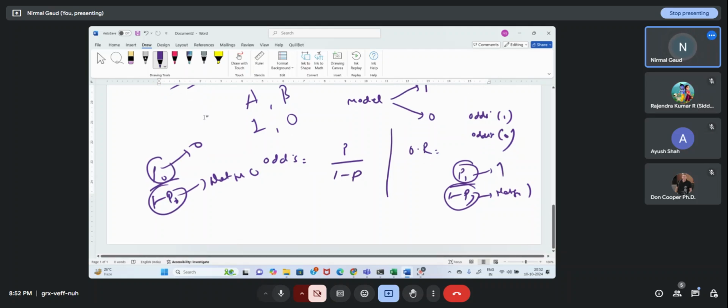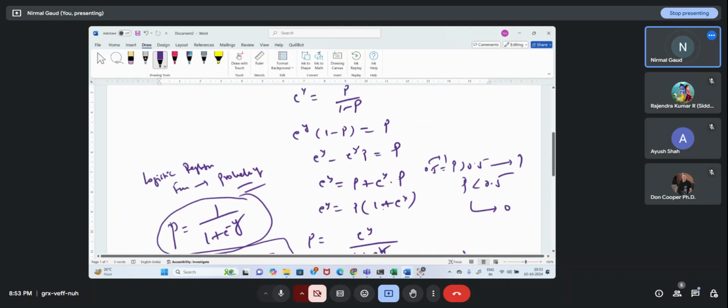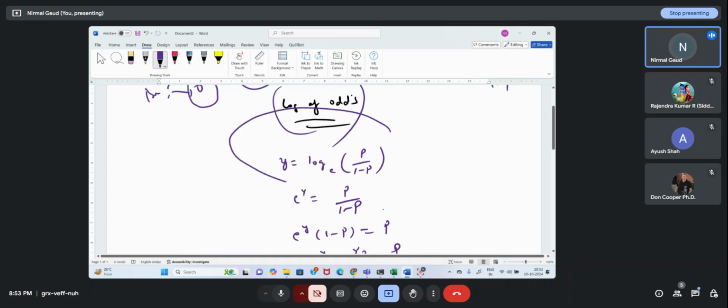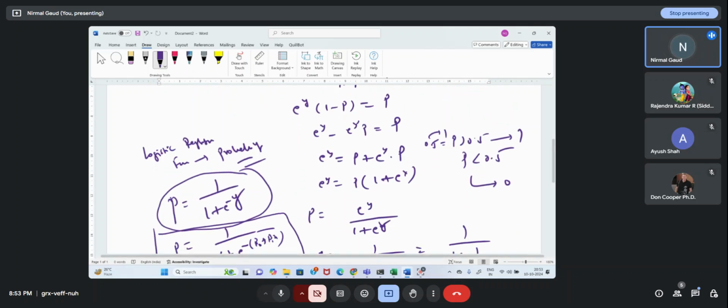Then I told you that I am going to use the logit function. Logit function means log of odds. So I have the odds, P upon 1 minus P, and here I solved log of odds. The value P, which I'm going to get from here, is a probability, and this is what your model gives. The model always gives a probability.